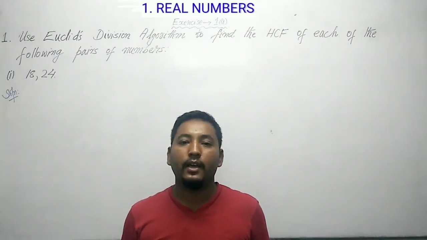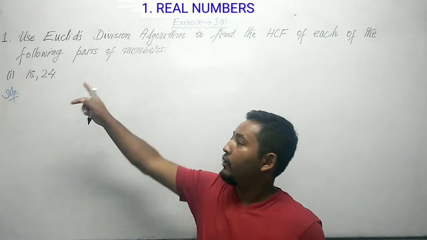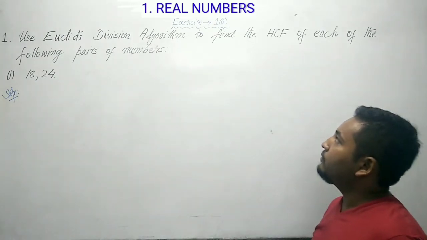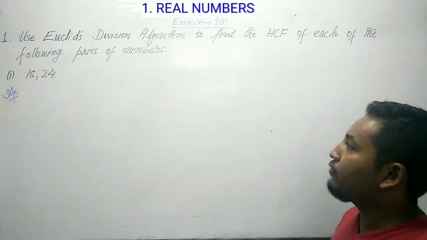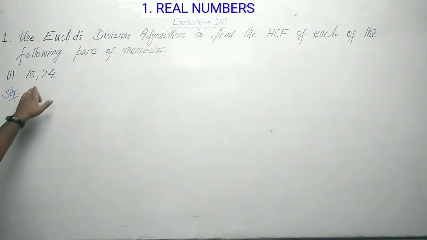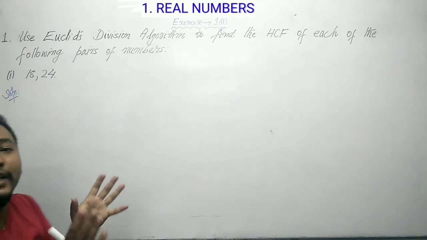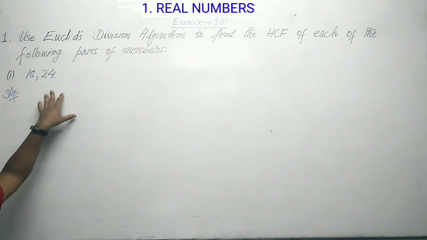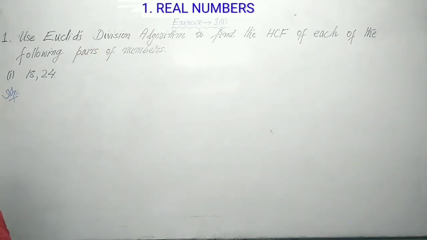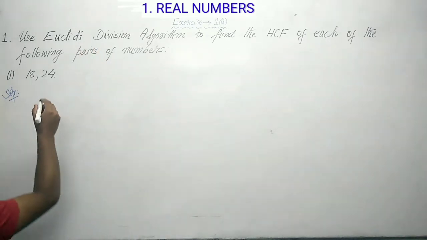Let us start with exercise 1A. In question number 1 it says, use Euclid's division algorithm to find the HCF of each of the following pairs of numbers. Now first question gives you 18 and 24. Now you have to find out the HCF of 18 and 24, not by the traditional method, but using the method of Euclid's division algorithm. Now let us start.